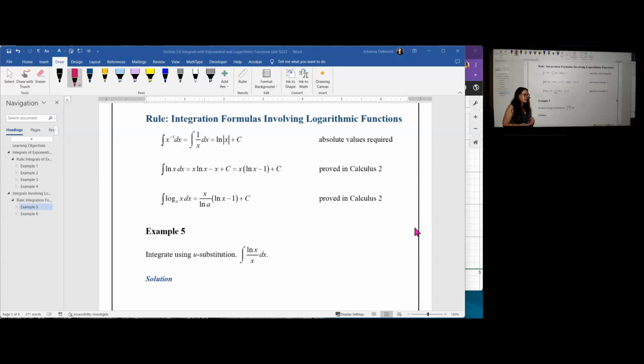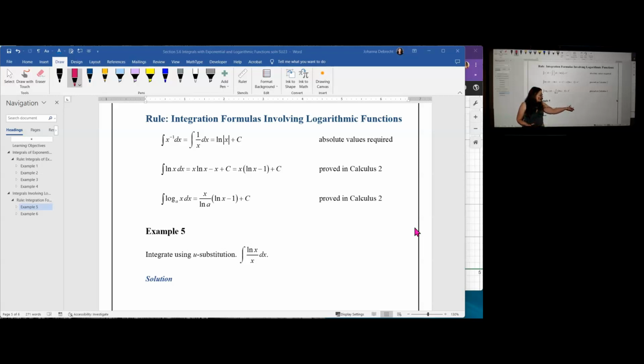In example 5, what we want to do is find the indefinite integral of the natural log of x divided by x dx. This means that we have to find a u. It's an indefinite integral, so I'm looking for an antiderivative function up to the constant of integration plus c. I'll have to return to x. I can't stick with u.